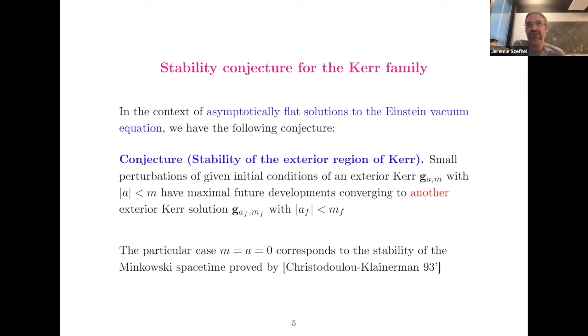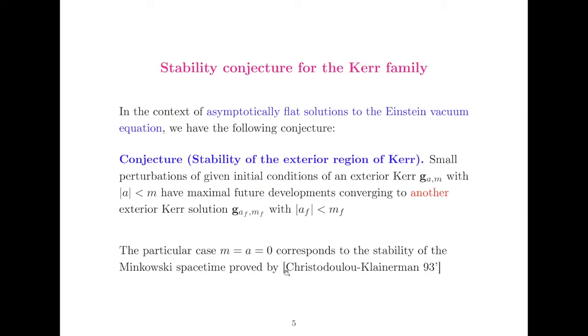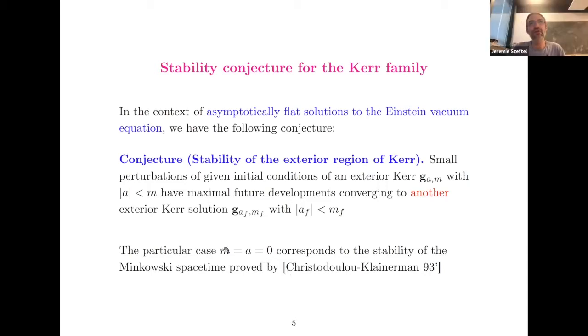Therefore the first stability result was indeed obtained for Minkowski, and this is a monumental work due to Christodoulou and Klainerman. Let me mention that it has a different topology. This is why you can talk about the stability of Minkowski without talking about stability of Kerr. In other words, if you start close to Minkowski, you converge to Minkowski. You don't converge to another Kerr member. This is why this could be done first.